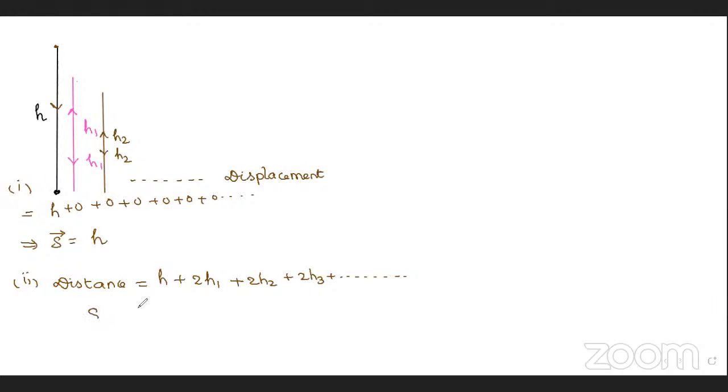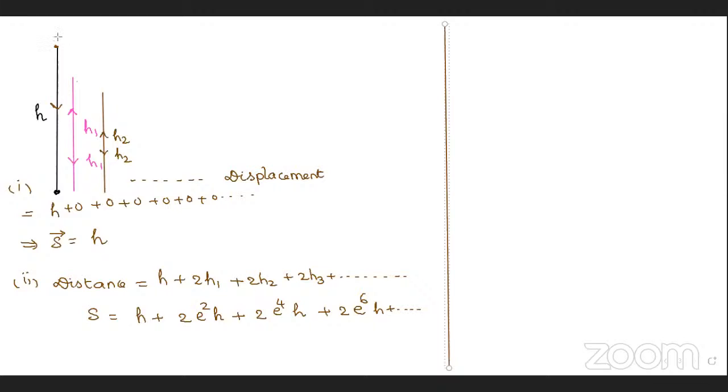So I write total distance S equals h plus 2h1. The shortcut I'm going to use here is e power 2n into h. Here n is 1 for the first bounce, so e power 2 into 1 is 2, so 2e squared h I write, plus 2h2, which means e power 2 into 2, 4, e power 4 h. Plus 2 into, you understood, no need to explain, e power 2 into 3, 6, h, plus so on. Do you have any doubt regarding this point, distance?